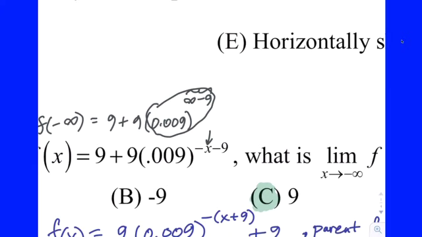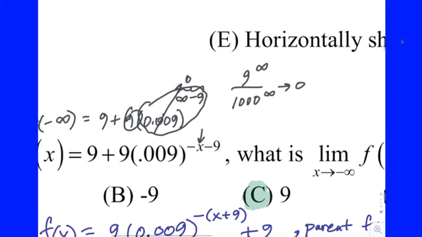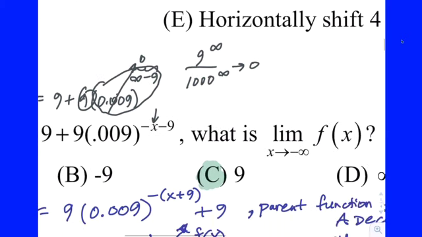No, 0.09 to infinity is 0, right? Think about this. 0.009 is 9 1,000ths, right? And if you raise that to the infinite power, that would be 9 to the infinity over 1,000 to the infinity. Which one's growing faster? The bottom. And so it's going to what? 0. So if that's going to 0, what's 0 times 9? 0. And then what's 0 plus 9? 9. So you can get the answer that way.